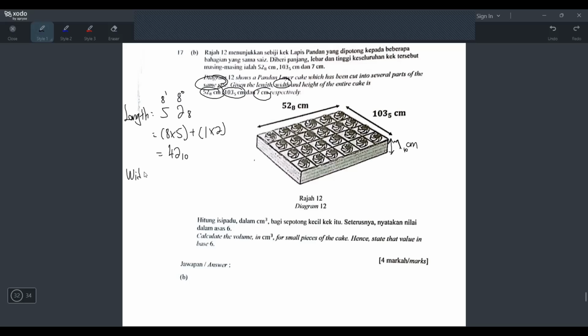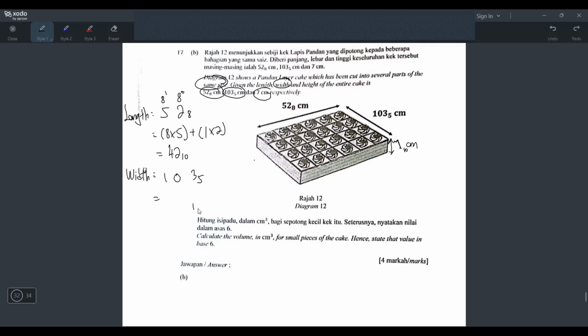Width is the lebar. So what is the lebar for the cake? 103 base 5, but you want to convert to base 10. How to convert? Oh, by the way, the question is in base 6, but I still recommend you change everything to base 10. It's the fastest way, because later you have to darab everything. If you convert everything to base 6, you can't darab. Only in base 10 can you press your calculator to darab. That's why the only way is to change to base 10.